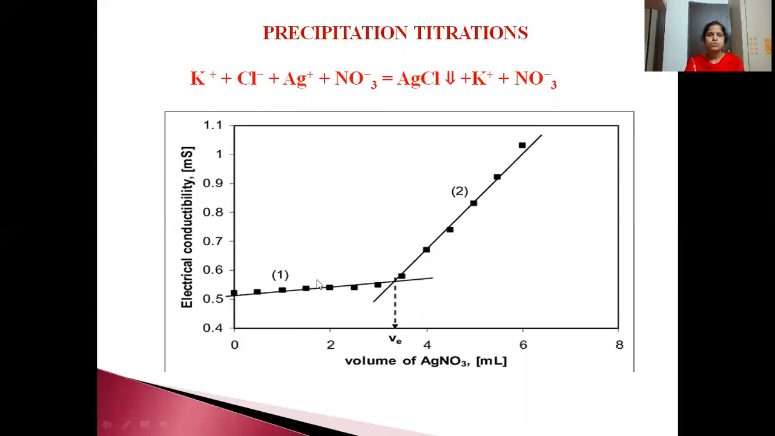Now the point where these two lines meet, that intersection point, is taken as the volume of silver nitrate used for the formation of AgCl on reaction with the potassium chloride. So this is about the precipitation titrations.